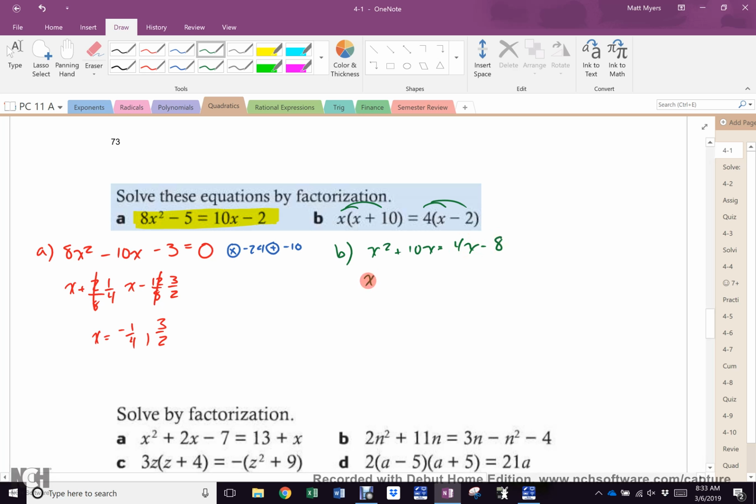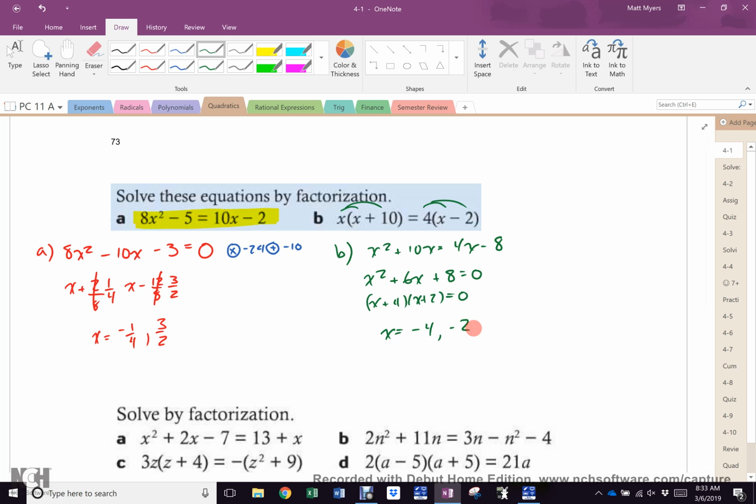That is, of course, going to get me x squared plus 6x plus 8 equals 0, which is x plus 4 and x plus 2 equals 0, which means x is negative 4 and negative 2. Everybody's good, right? Again, nothing new.